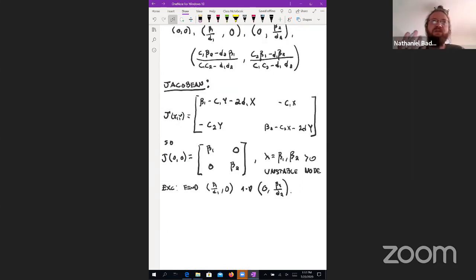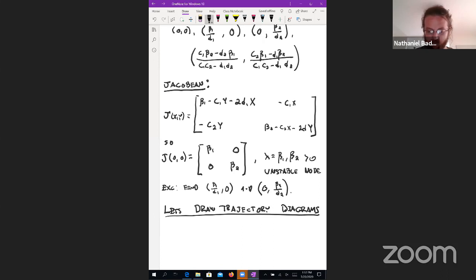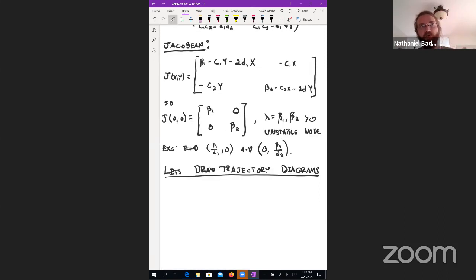And so it turns out this is another place where the trajectory diagram can actually be really useful. Let's draw the trajectory diagram. And this is going to take a little bit of reasoning. Okay, so what do we have? So we have a trajectory diagram.